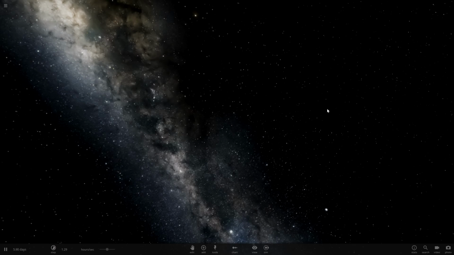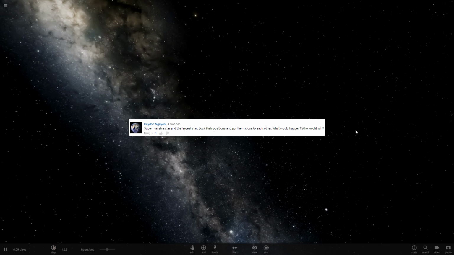So I have a suggestion you're asking. Put the supermassive star and the largest star, lock their positions and put them close to each other. What would happen? Who would win?